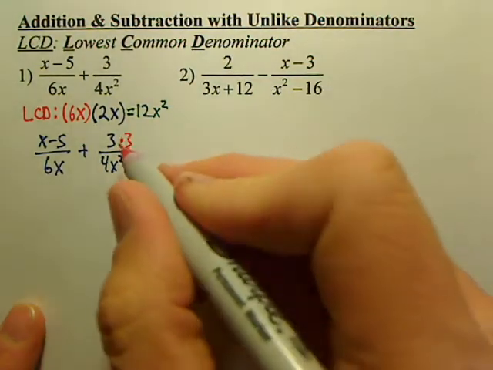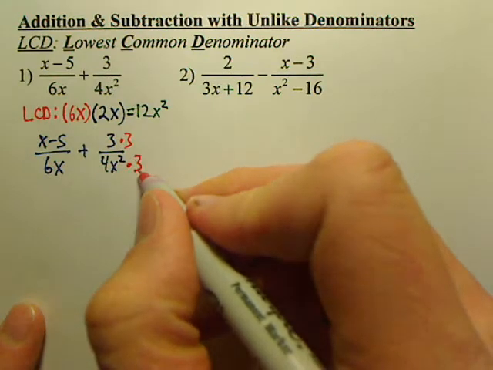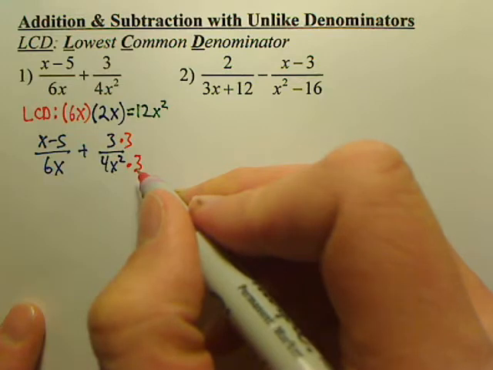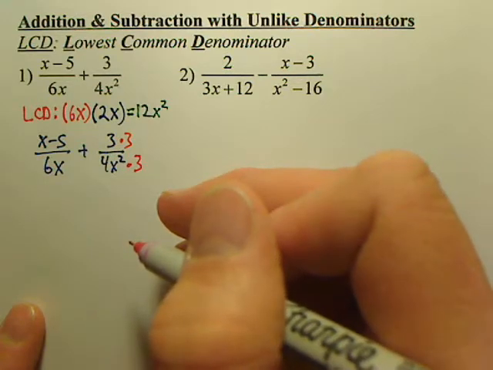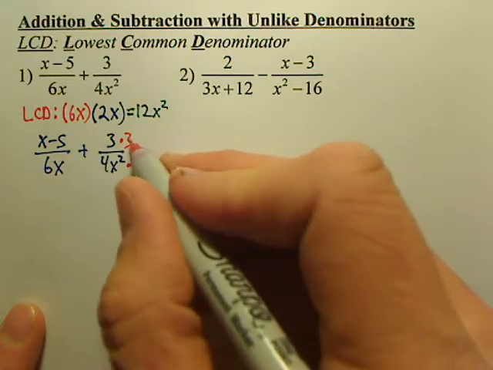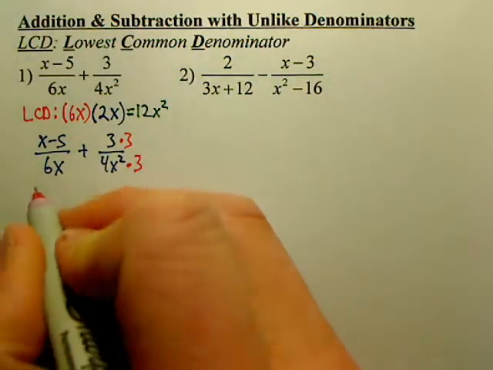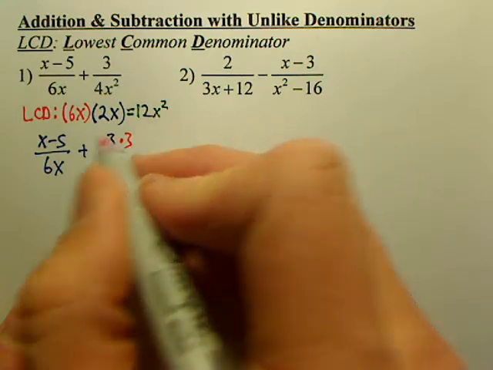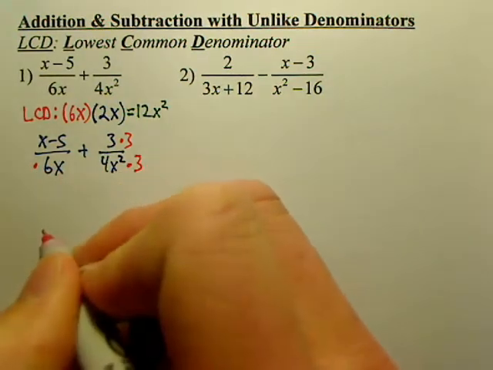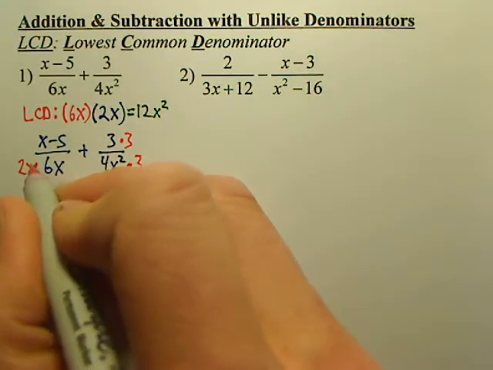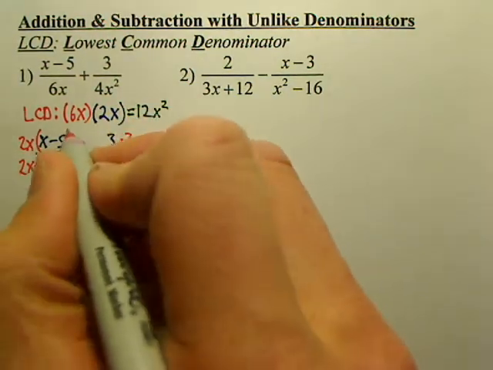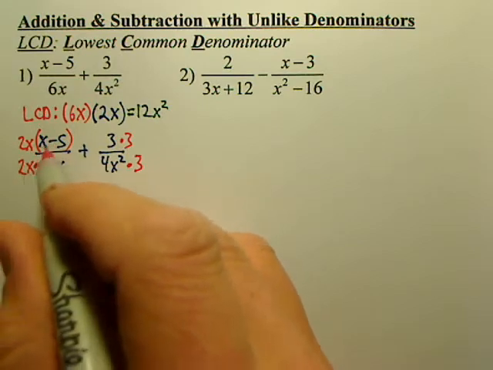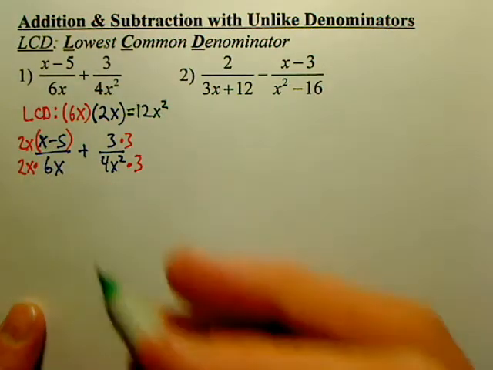The reason top and bottom is because 3 divided by 3 is 1, and any number times 1, you don't change its value. You're just changing the way it looks. Say you have 5 times 1, that's 5. So you're not changing its value, you're changing its appearance. Over here, I need to change this into 12x squared. So what I need to multiply this by looks like 2x, and the top by 2x. But this one I'm going to put in parentheses because I need to distribute the 2x times both pieces inside.